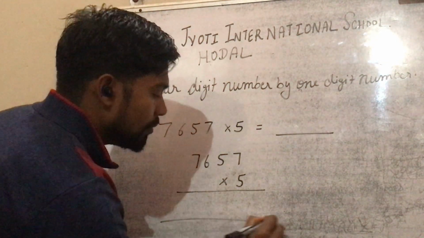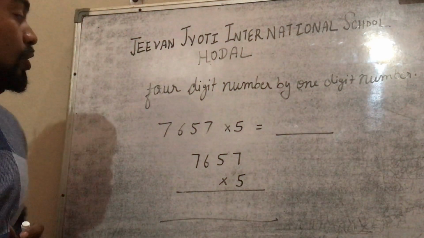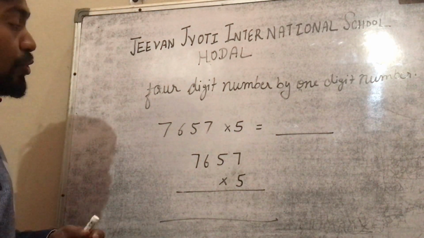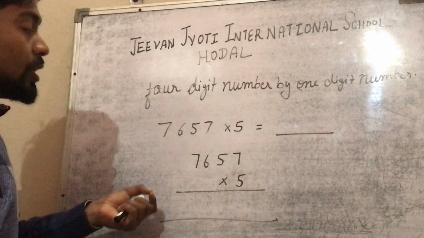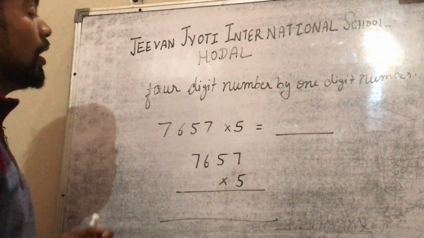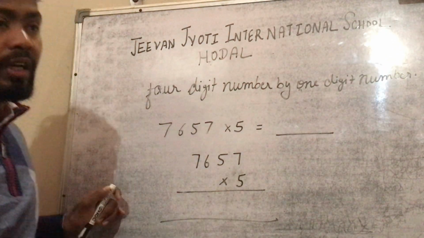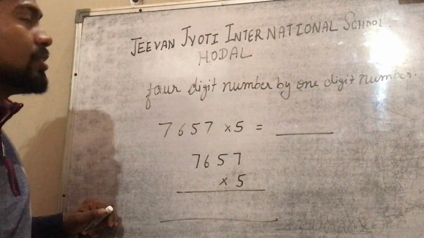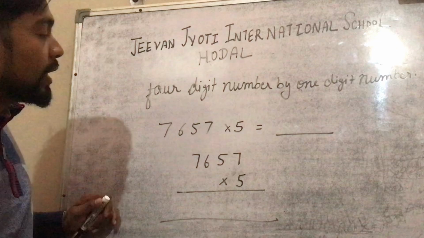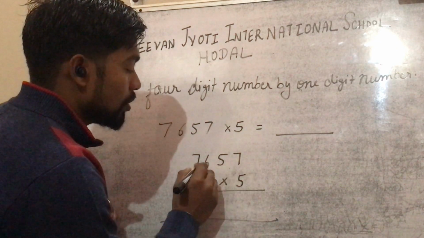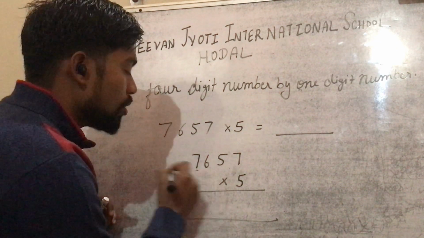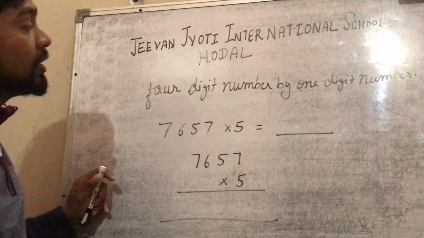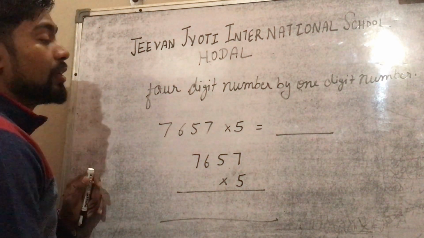Now we will do the multiplication part. So do not get confused about how to multiply a 4-digit number by a 1-digit number. It is just the simple method you did earlier, like a 3-digit number by a 1-digit number. Just one more digit is added: ones, tens, hundreds and thousands. We will do it in the same way we did the multiplication earlier.